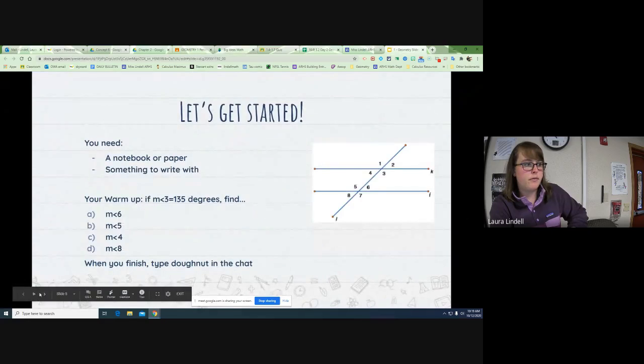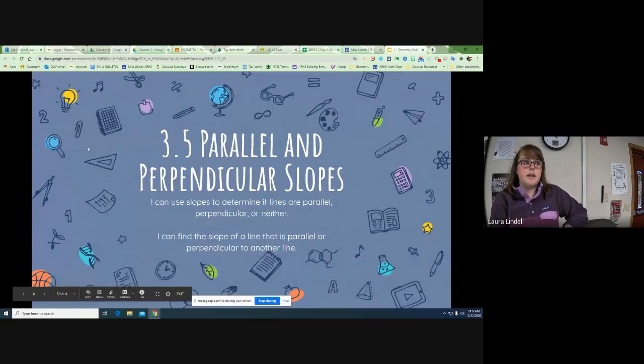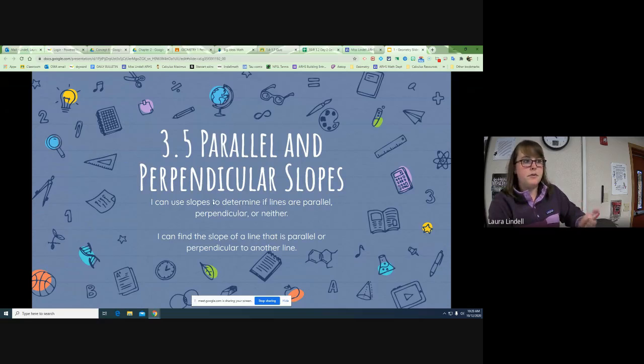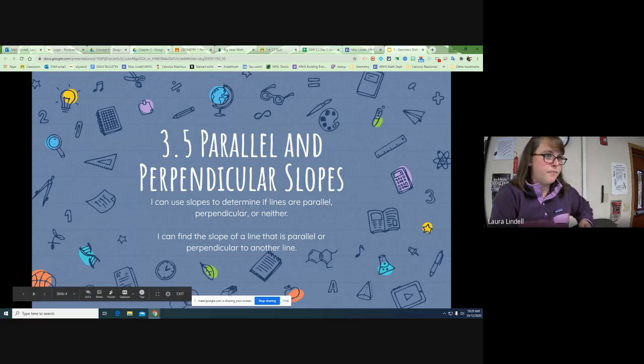So back to what we're doing for today. Today is 3.5. We're going to be talking about parallel and perpendicular slopes. Slopes of lines that are parallel and perpendicular. So we want to be able to use slopes to determine if lines are parallel, perpendicular, or neither one of those. And then we also want to be able to find the slope of a line that's parallel or perpendicular to another line. So here we go. Grab your notes and let's get started here.